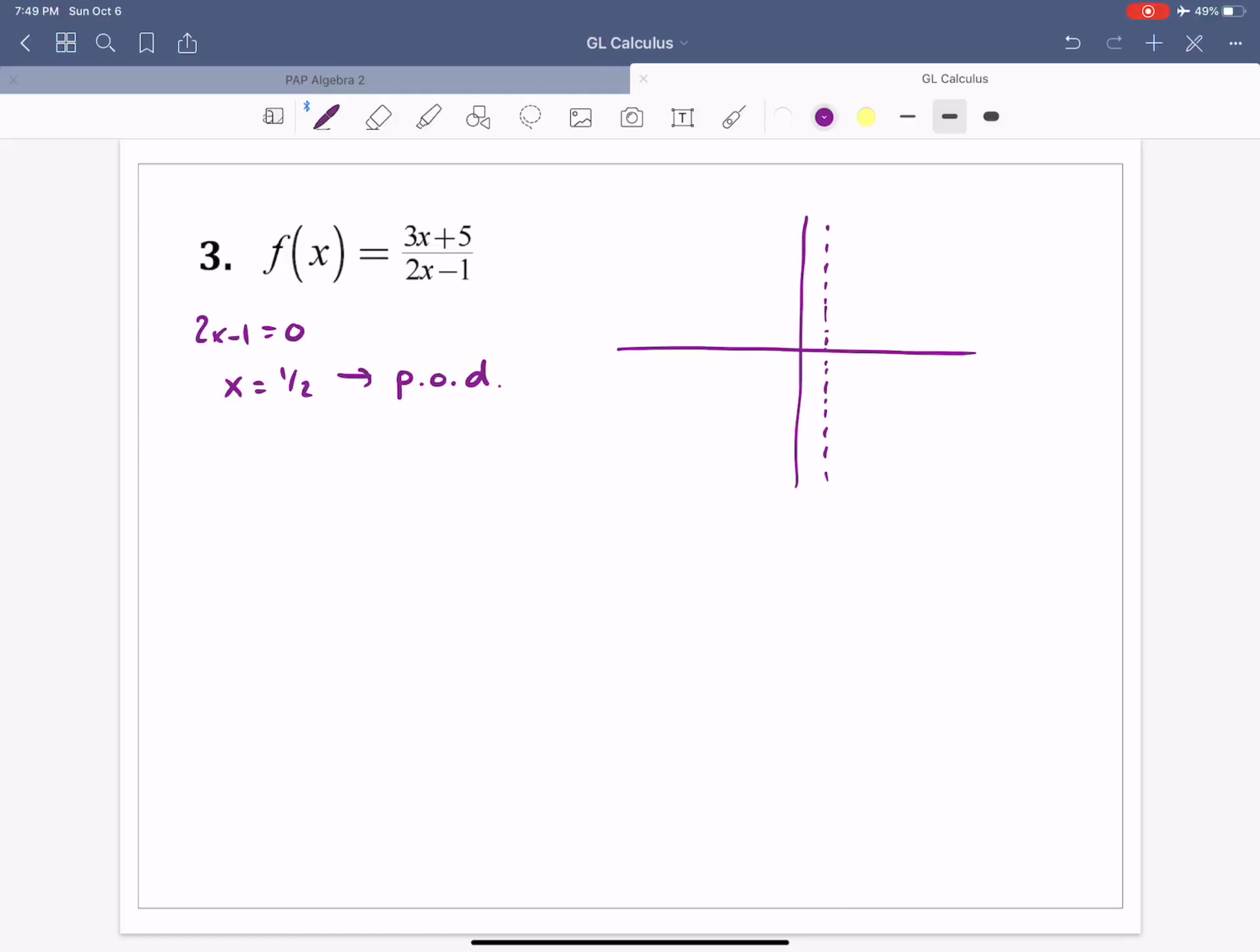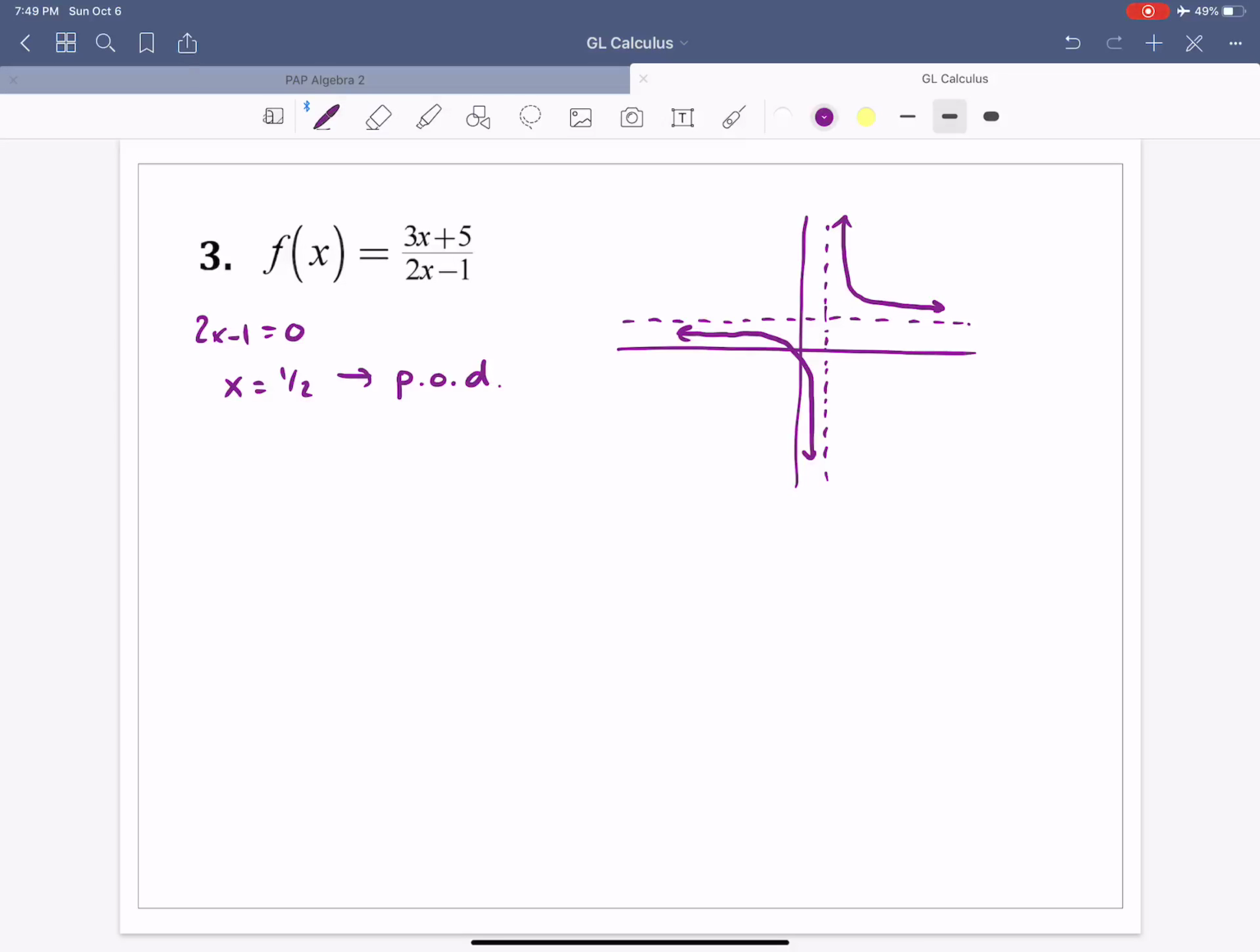Okay? So then what we have to decide, is it removable or is it non-removable? Well, we kind of have to remember what the shape of this graph is going to look like. And there's a horizontal asymptote here at 3/2, because the degree on the top is the same as on the bottom. So we divide the coefficients. And then you can plug in some test points or go to a graphing calculator, and you would see that the graph is going to look something like this.